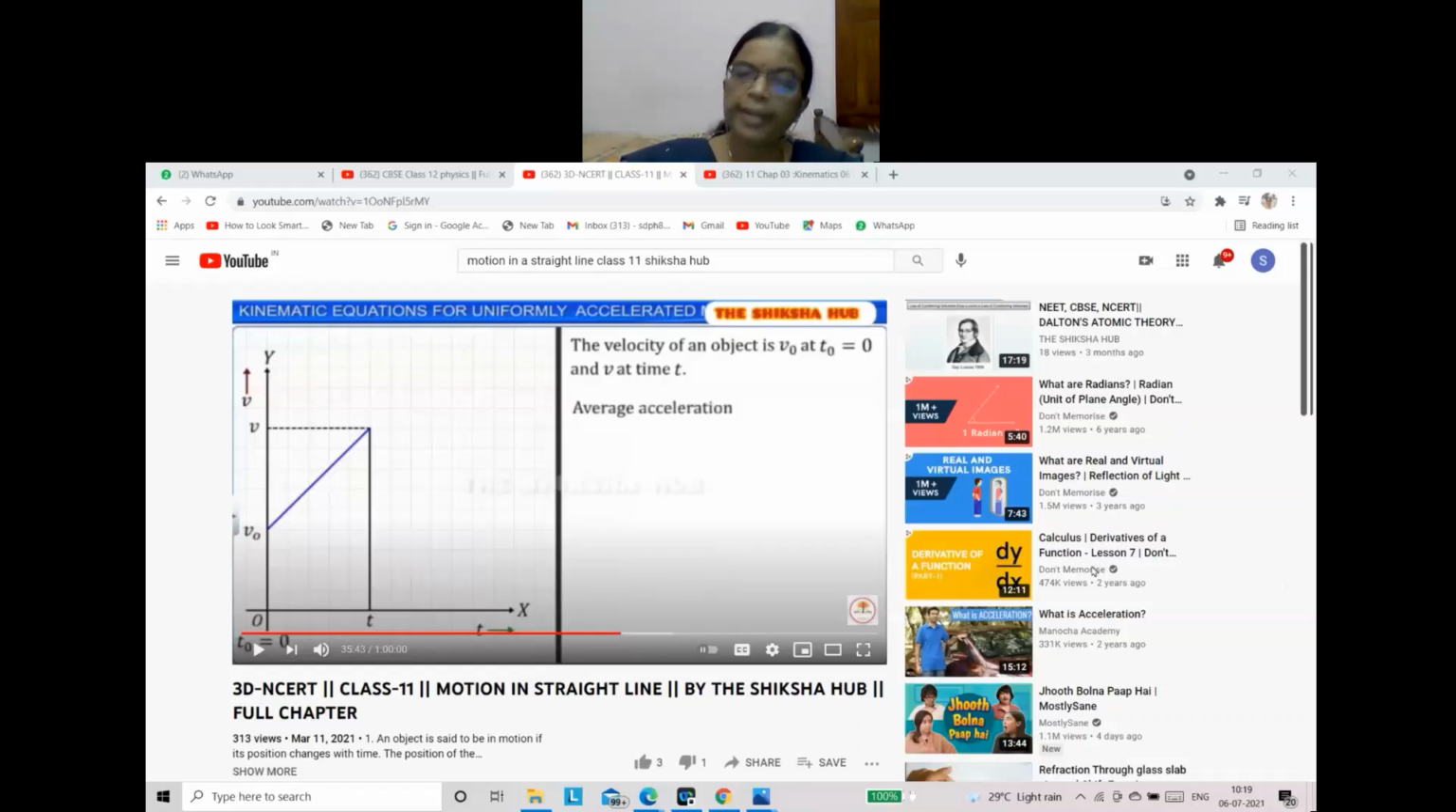Midul. Area under the graph gives what? Very good. Midul told the answer. Displacement. Area under this graph gives displacement. Correct. Midul's answer is right, so you will be getting the mark. Okay, I will note these names.